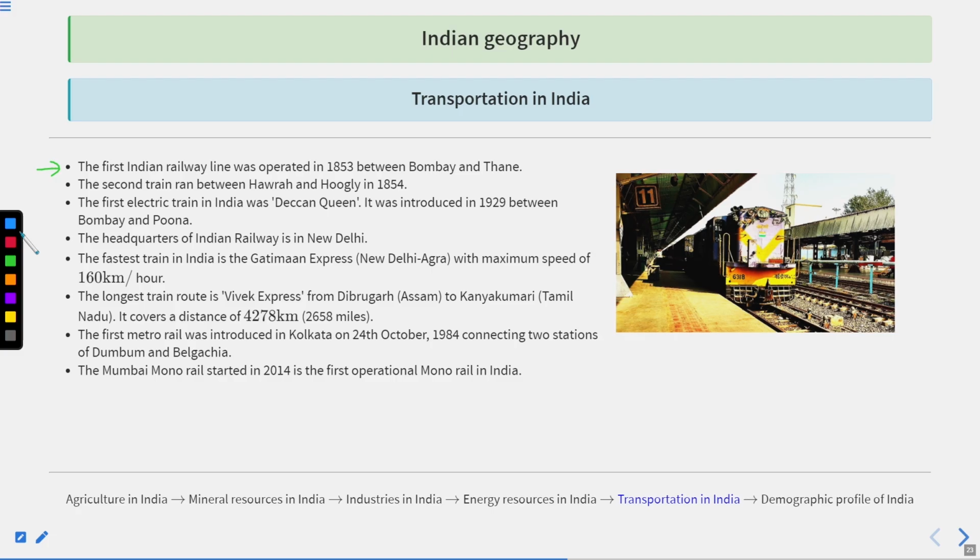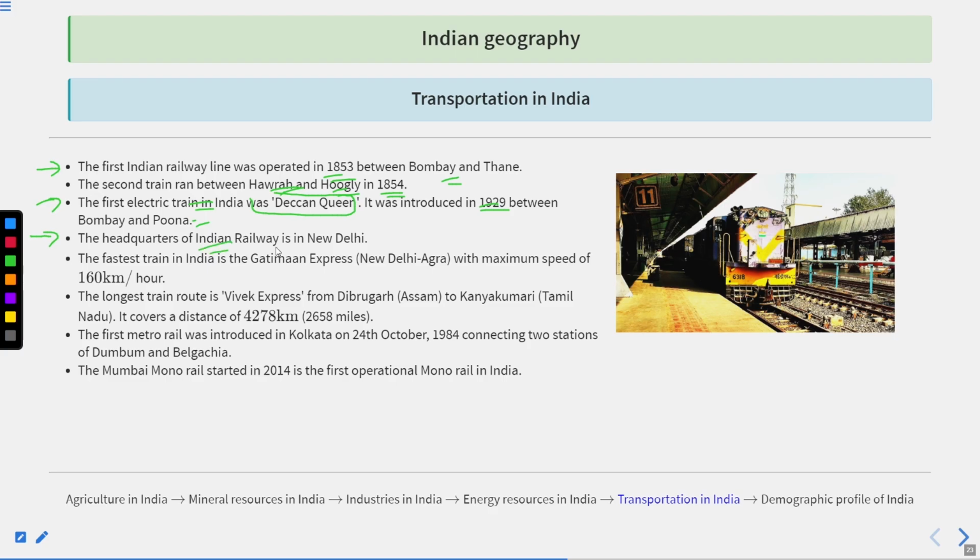The first Indian railway line was operated in 1853 between Bombay and Thane. The second line was between Howrah and Hooghly in 1854. The first electric train in India was the Deccan Queen, introduced in 1929 between Bombay and Pune.